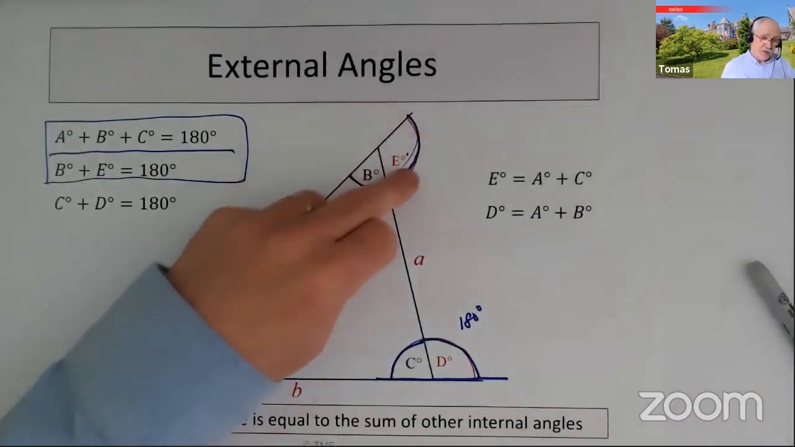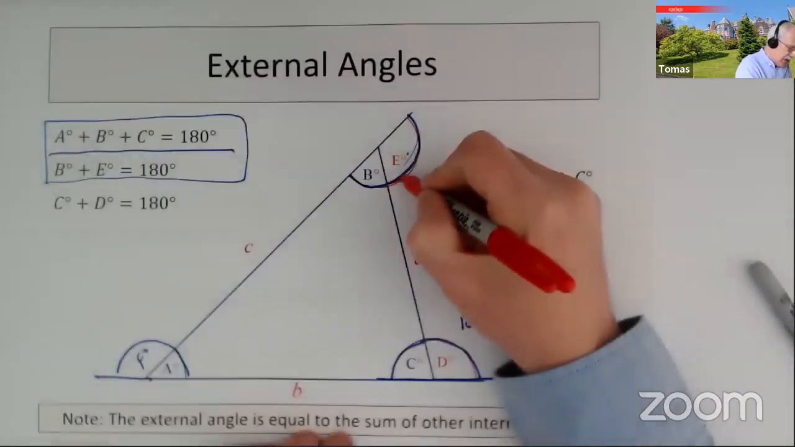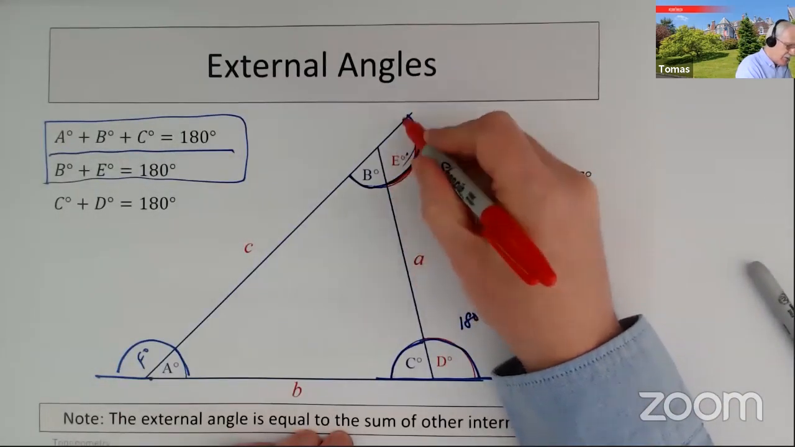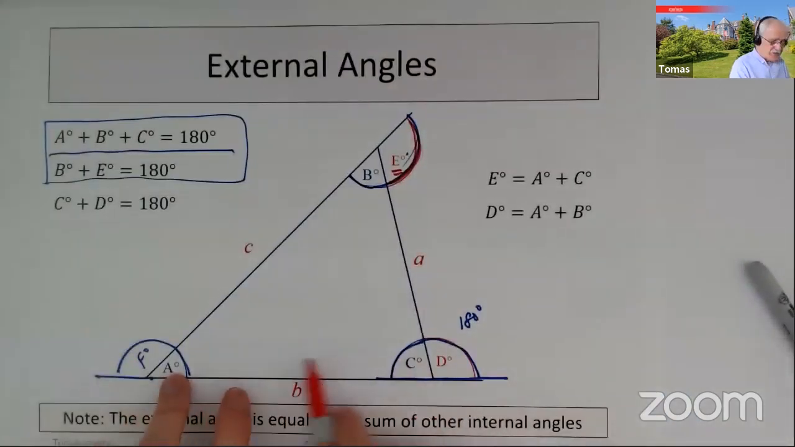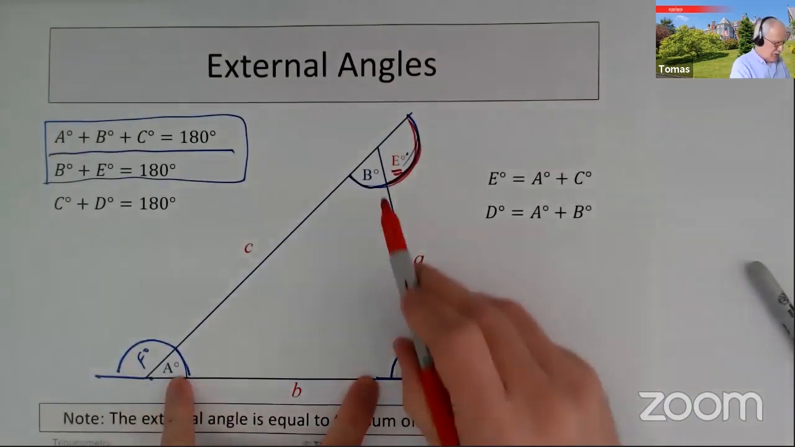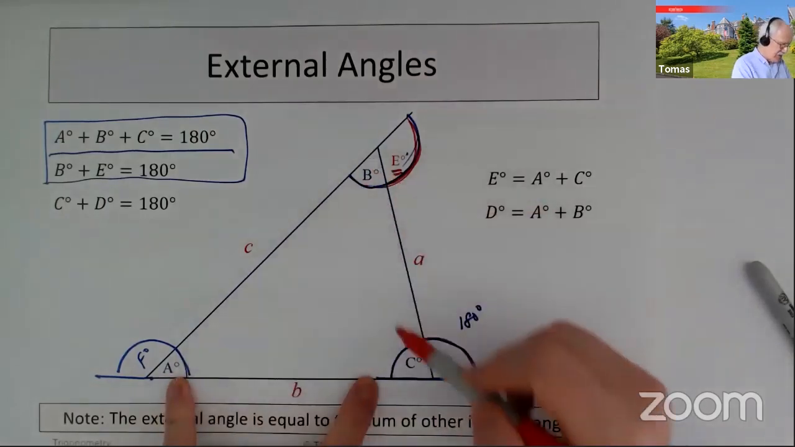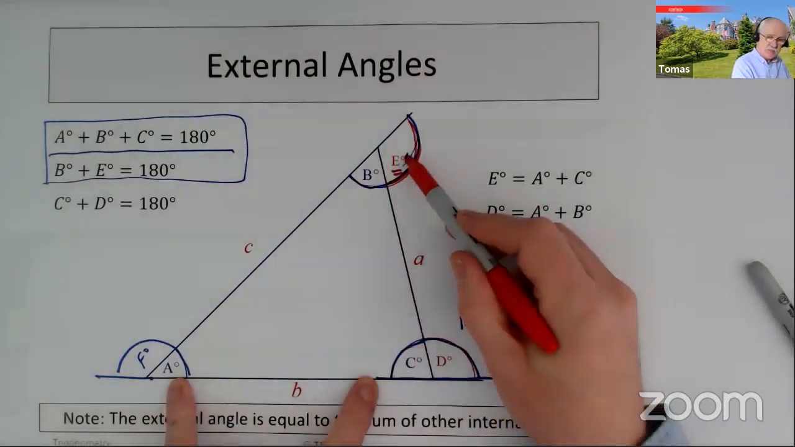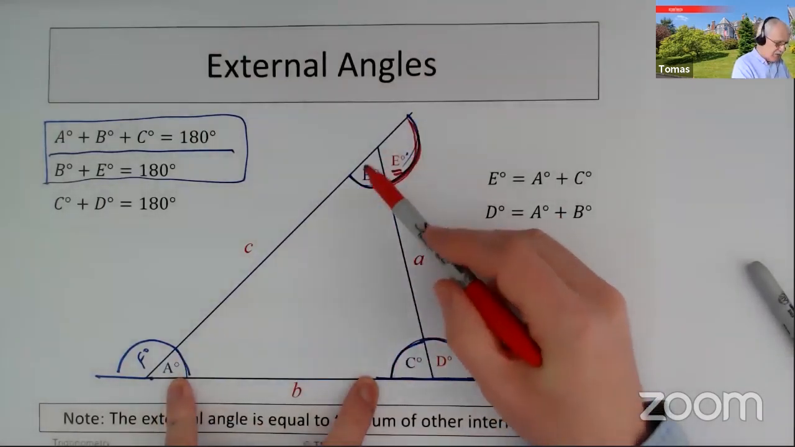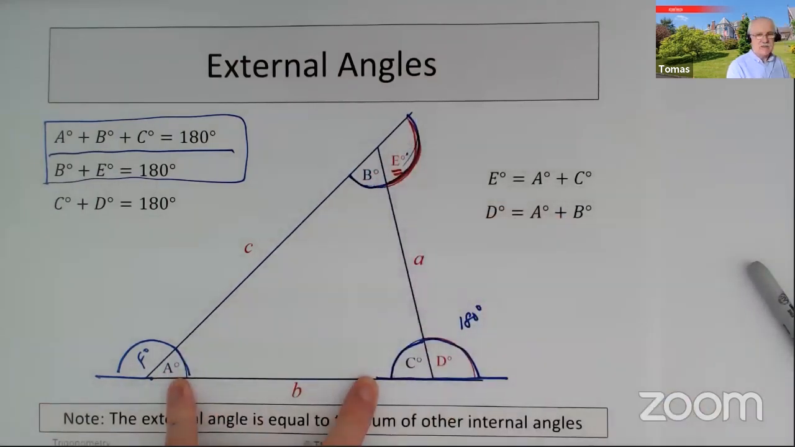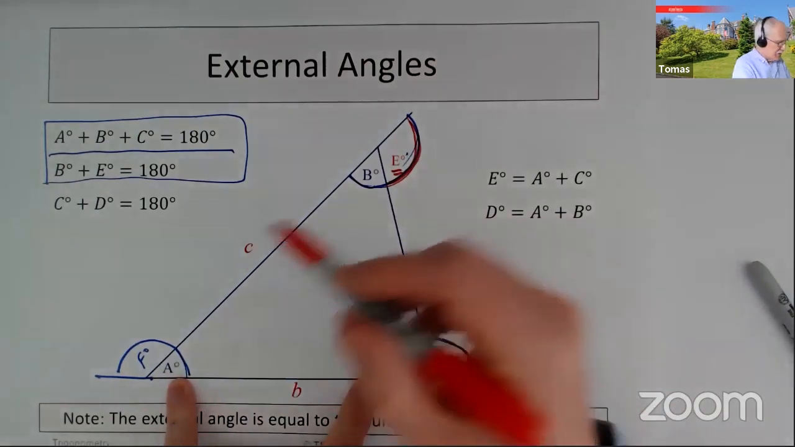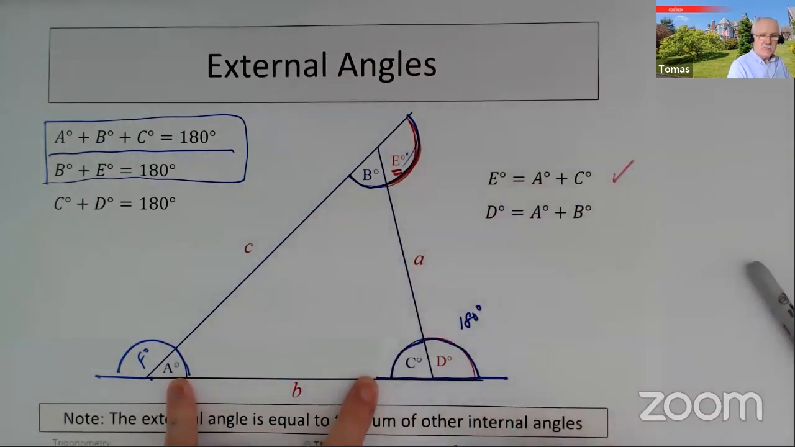And visually what that's saying is the angle outside the triangle here, this one E, is the same as the two other ones inside. Because this plus the two inside is 180, and this plus this is 180. So this is 180 and this is 180. That's common. E must be the same as A and C. So E is the same as A and C.